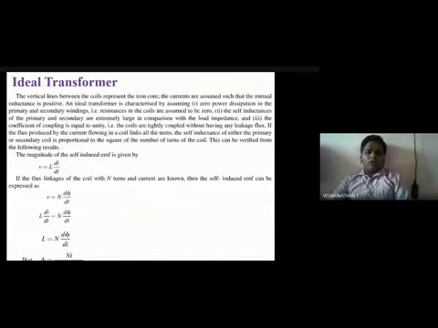First we know V is equal to L dI by dt, which we already derived in previous classes. It is based on Faraday's electromagnetic induction. Here we just relate these two: V is equal to L dI by dt, V is equal to N dφ by dt. From this we easily derive L is equal to N squared by reluctance. Reluctance is what opposes the flow of magnetic flux.